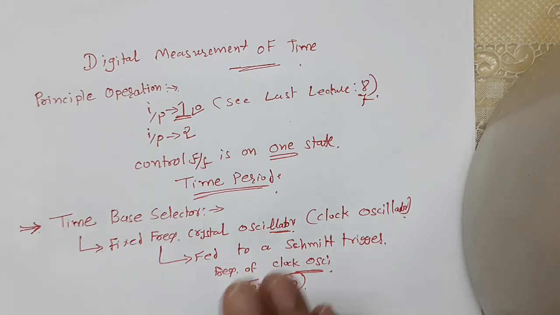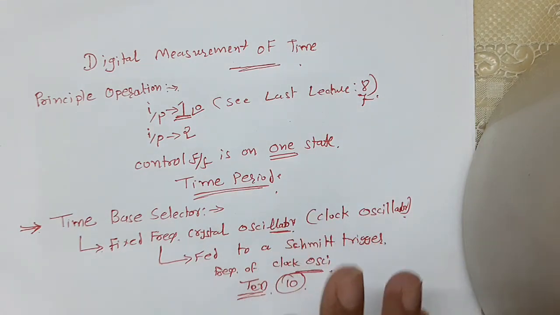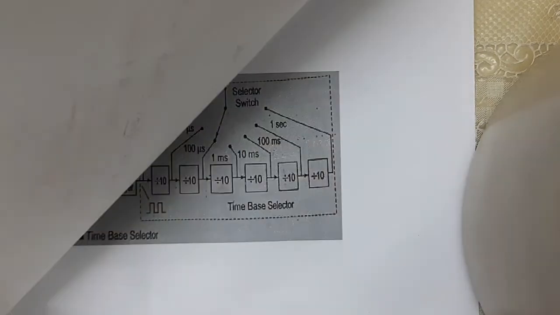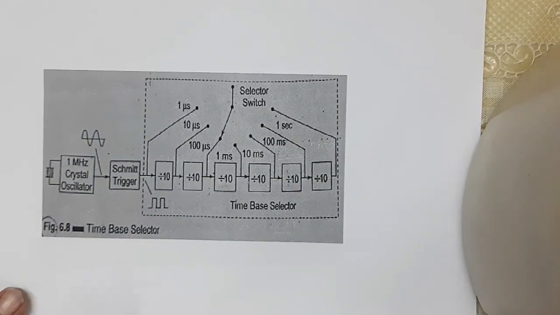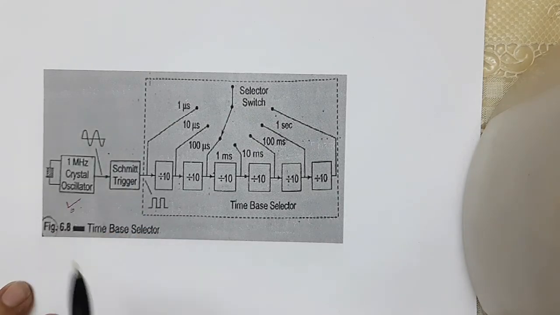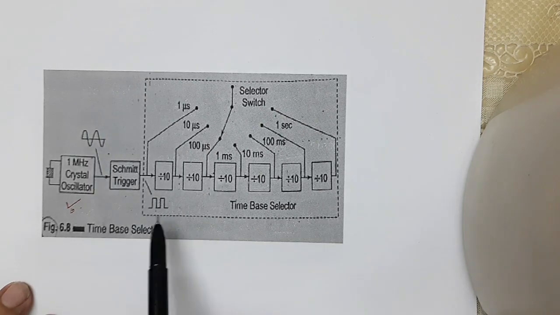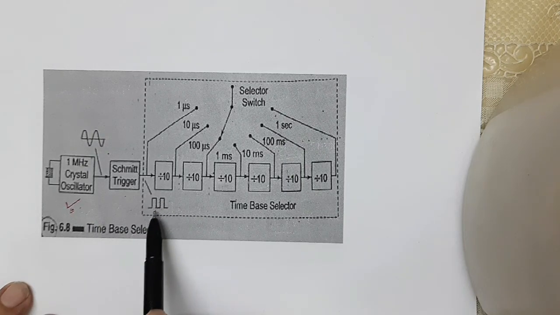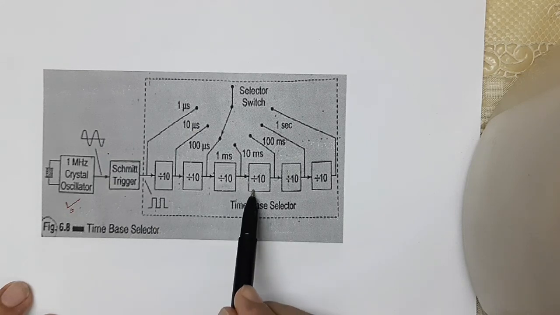So we can see this in terms of a block diagram. This is the block diagram. First of all, this is our 1 megahertz crystal oscillator. This is our Schmitt trigger. The input is a sine wave. The output of the Schmitt trigger is a pulse wave, or we can say a square wave. This is the divider circuit.